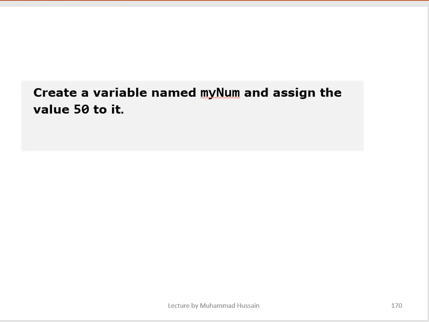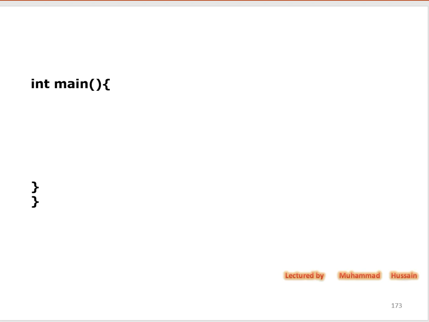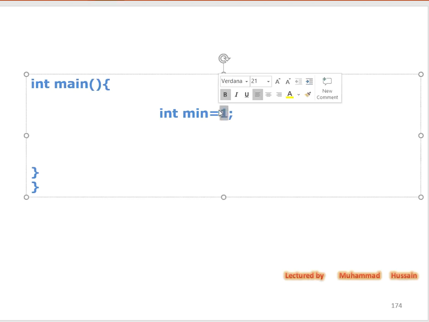So now, if I want you to create a variable named my number and assign the value 50 to it, can you do it? I think so. You can do it, and you can write the code as well. Now I will let you know how to write a conversion program. If I'm writing here integer min equal to 1, it means that we are initializing the min variable with the value 1, okay.